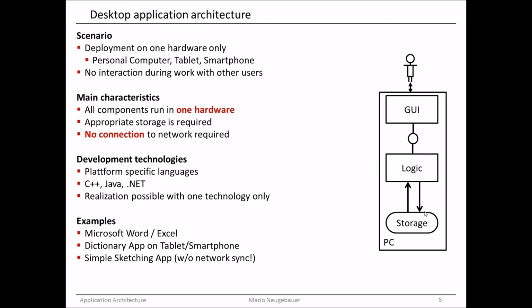Deployed on this hardware means that the entire software runs on one hardware only. There's no other hardware interacting with the software. And it also means that you need the appropriate storage which you need for operation of the program, for operation of the desktop software. So for example, if you have Microsoft Word in mind, then you operate it on the Windows platform and you have enough storage to store your Word documents which you create with your Word program.